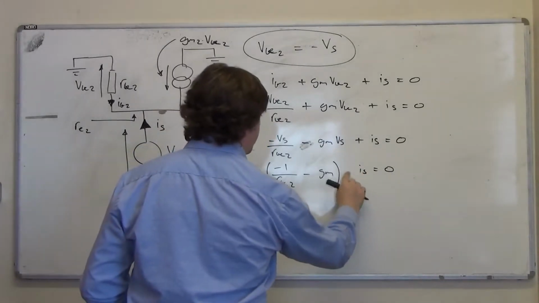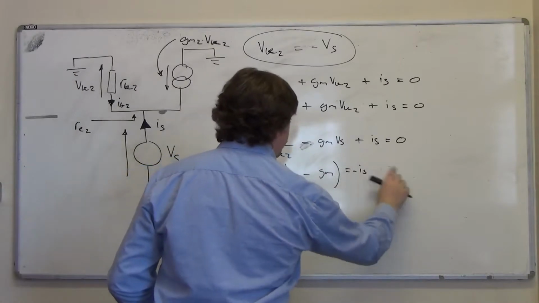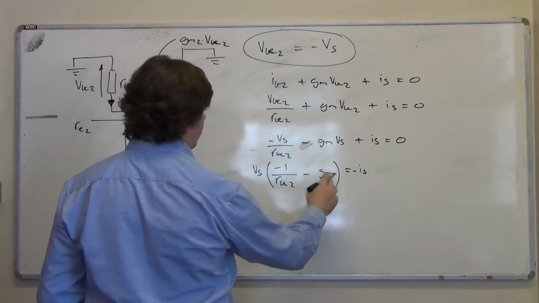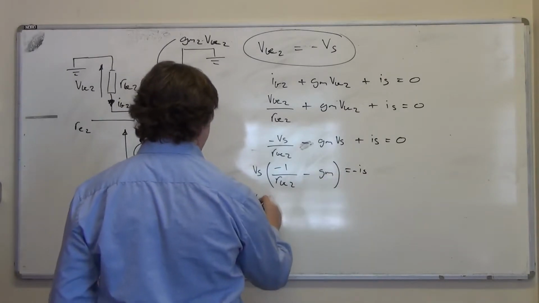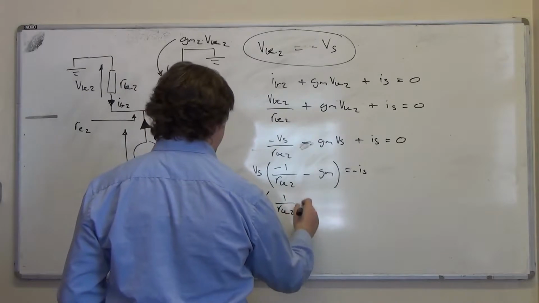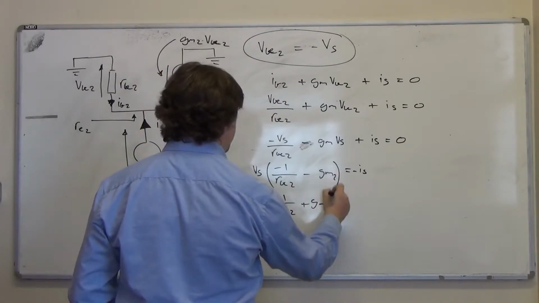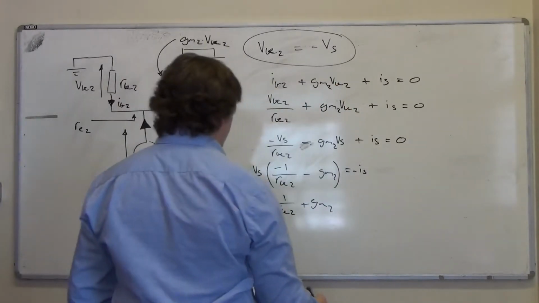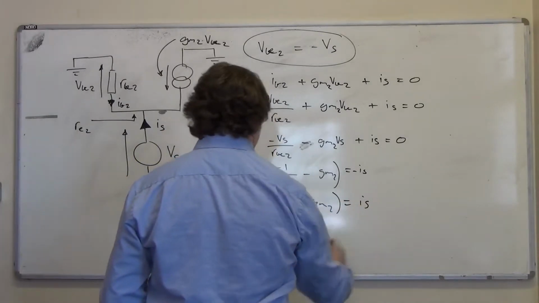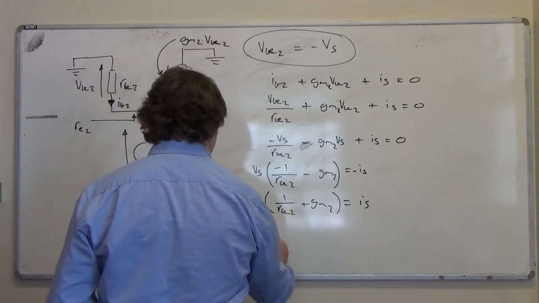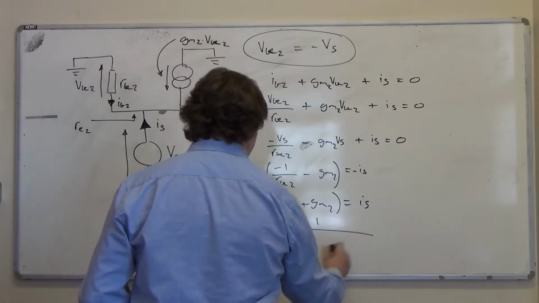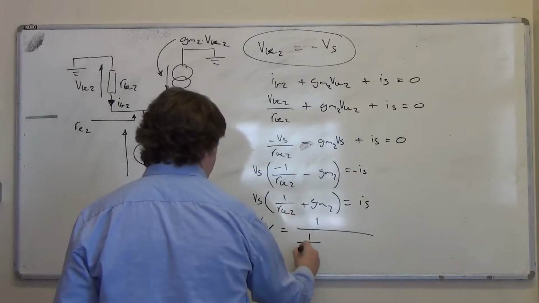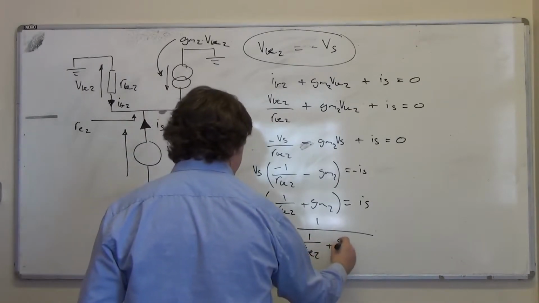Minus IS, get rid of that, done. So we'll do VS over IS, so we can negate everything to get rid of the minus sign with IS, so we'll have VS brackets 1 over RBE2 plus GM. Oh, GM2 actually, isn't it? Sorry. It is GM2, yes. Equals IS. So VS over IS equals 1 over RBE2 plus GM2.